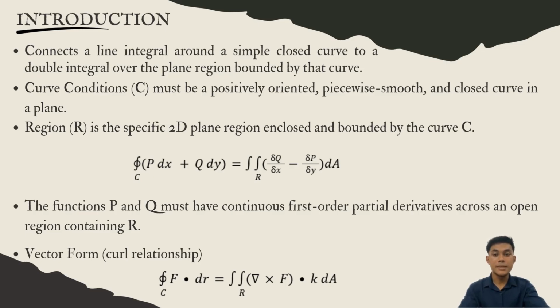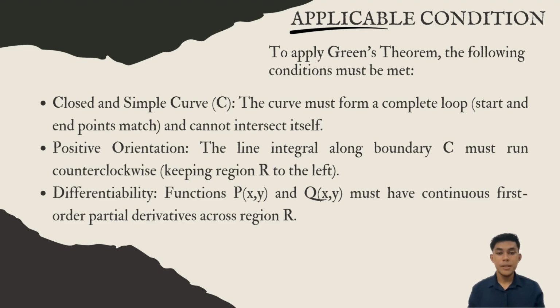The first form is the standard form. This converts a line integral along the boundary curve into a double integral over the enclosed region. The second form is the vector form. This form relates the tangent line integral of the vector field to the double integral of its curl. Physically, it proves that the total microscopic circulation along the boundary is equal to the sum of all microscopic rotational force inside region R. Next, we will jump to the applicable conditions.